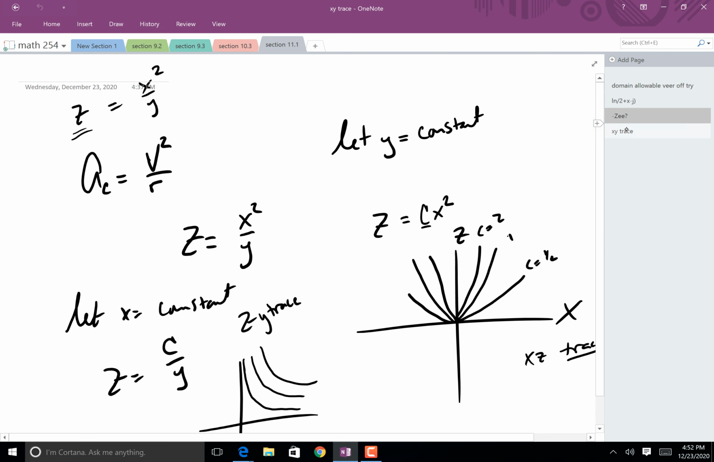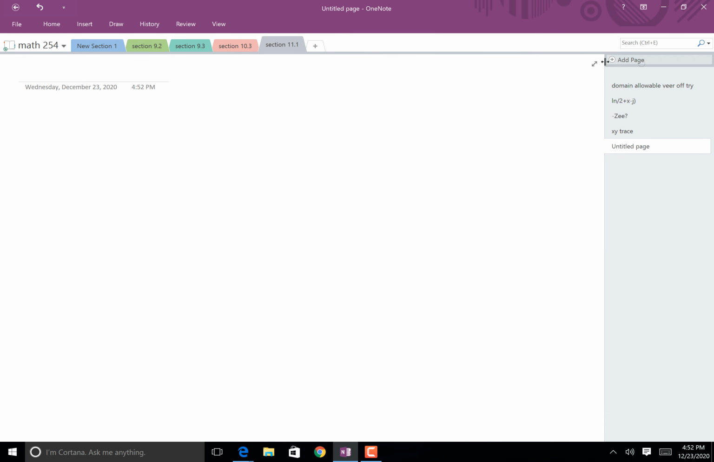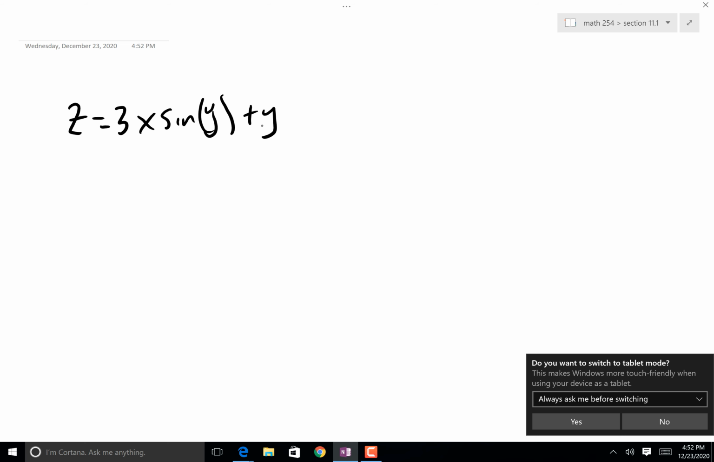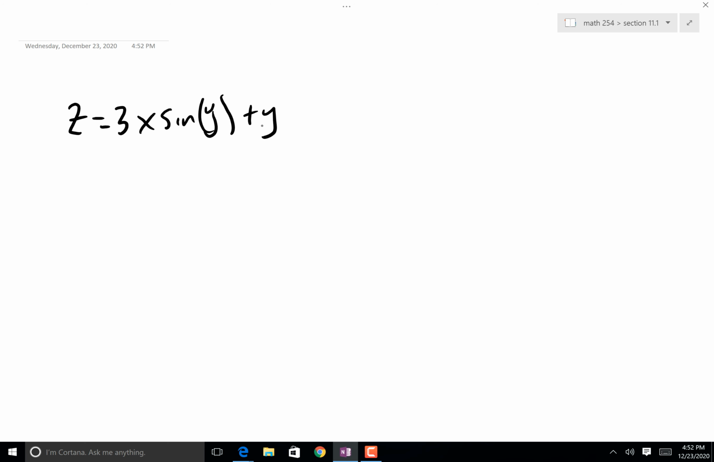First, let's talk about our domain and our range here. We had z is equal to 3x sine y plus y. Anything y can't be? No, nothing. Y can be anything it wants to be. So y is an element of the reals, and x is also an element of the reals. If you prefer, you can say it's between 0 and infinity. Makes no difference to me.